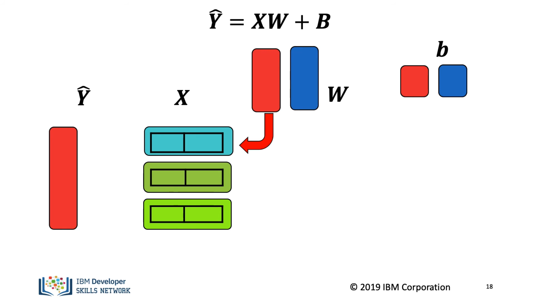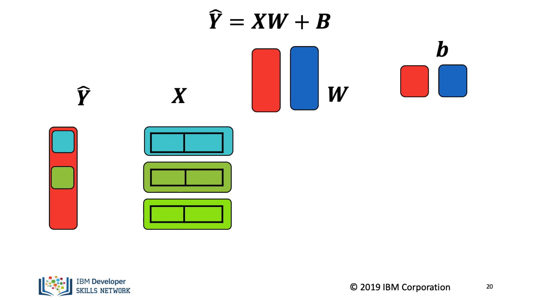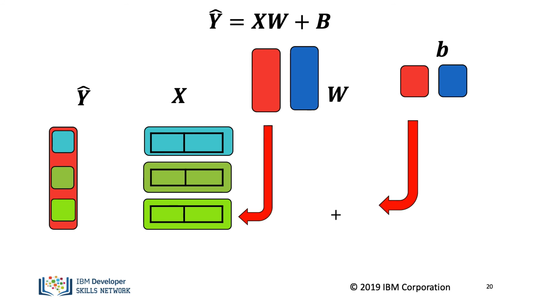The first output of the first sample is the dot product of the first column with the first row of x. The result is a scalar or number. We then add the bias term. The result is the first sample of the output. For the first output of the second sample, we find the dot product of the first column with the second row of x. The result is a scalar or number. We then add the bias term. The result is the second sample of the first output. The process is identical for the final sample.